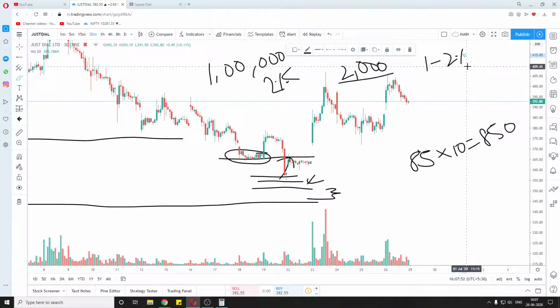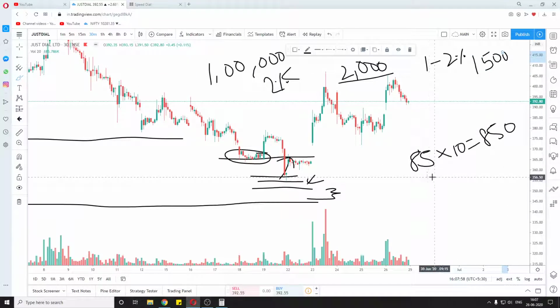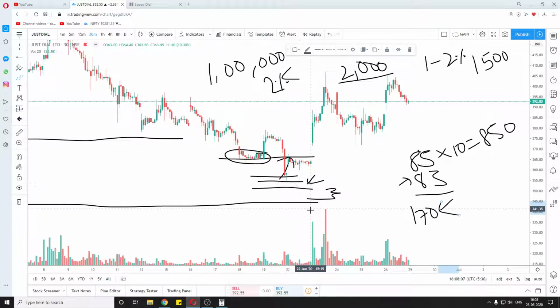So let's say we are okay if we lose 1500 rupees. So what you can do is we can buy another 85 quantity, and this becomes 170. So we can buy 170 quantity for this trade. So even if our stop loss is hit, we will only lose 1500 rupees. So this is how it is supposed to be done.